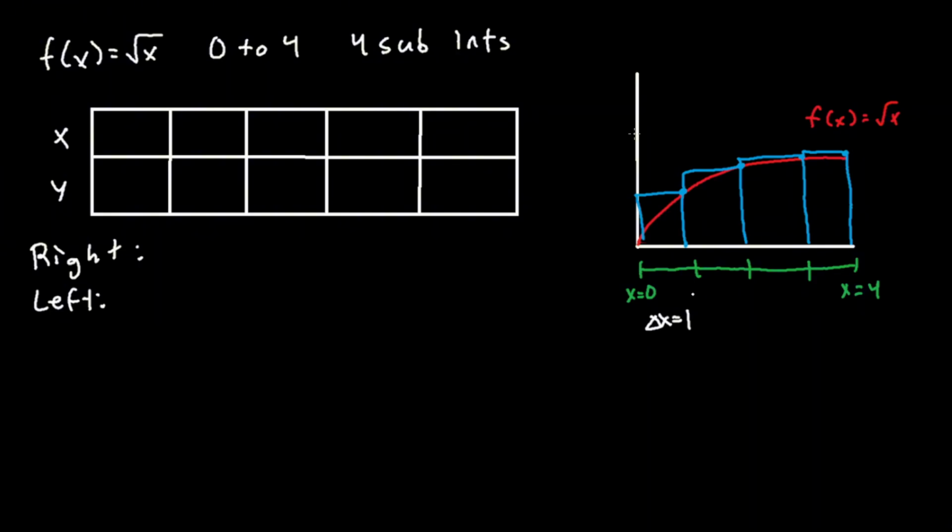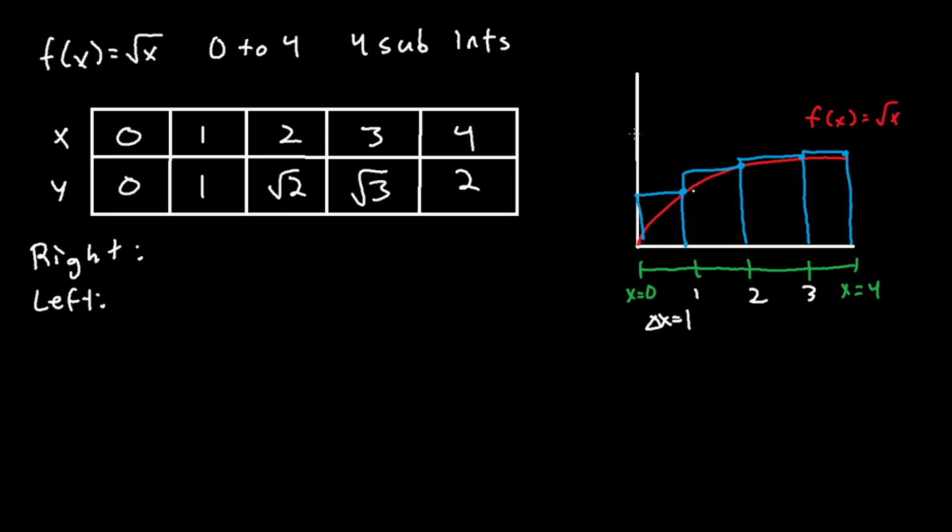So let's go ahead and get this straight. This is x equals 1, x equals 2, x equals 3. And we want to write down all the x values. So 0, 1, 2, 3, 4. Now if we just use square roots, you should get square root of 0. Square root of 1 is just 1. Square root of 2 is square root of 2. Square root of 3 is square root of 3. And then the square root of 4 is just 2.